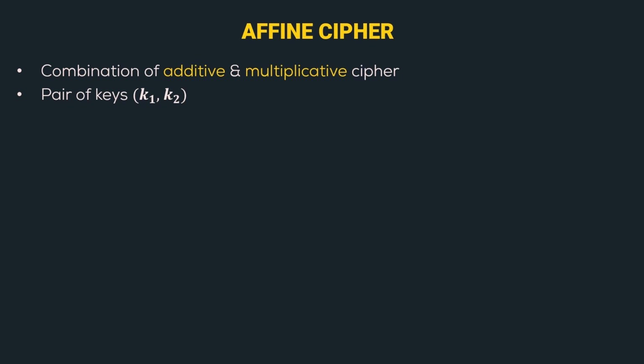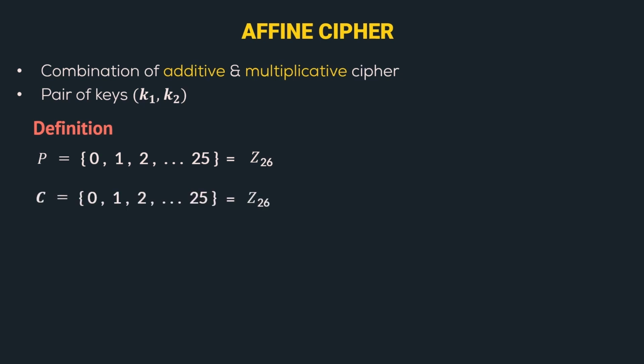Let's look at the mathematical definition to understand it better. Similar to the previous ciphers, the key domain of the plaintext is a set of integers from 0 to 25, which we represent by Z26. Similarly, the ciphertext also contains the integers from 0 to 25, again represented by Z26.